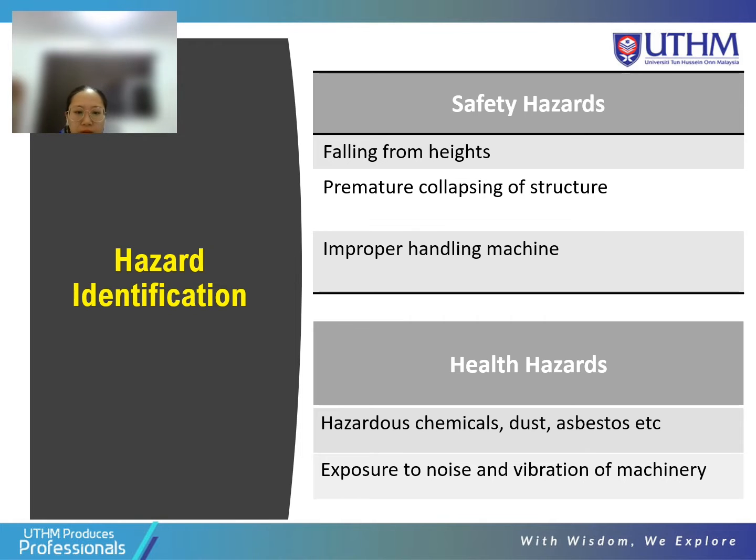Among all of these, falling from height is the most common and most risky activity, and it always happens on construction sites, which may cause fatal and serious injuries. Premature collapse of structure occurs because of lack of preparation before demolition work starts, and it ranks as a risky activity. Last but not least, improper handling of machines in demolition works can cause workers to get hit, or an overturned machine can be fatal too. For health hazards, hazardous chemicals, dust, and asbestos can be exposed to workers inside.